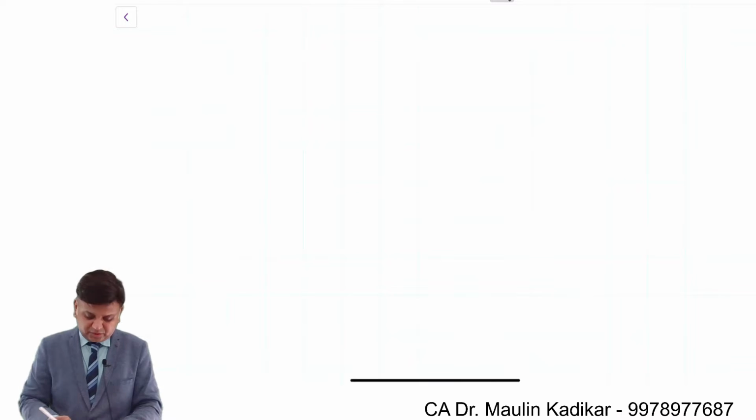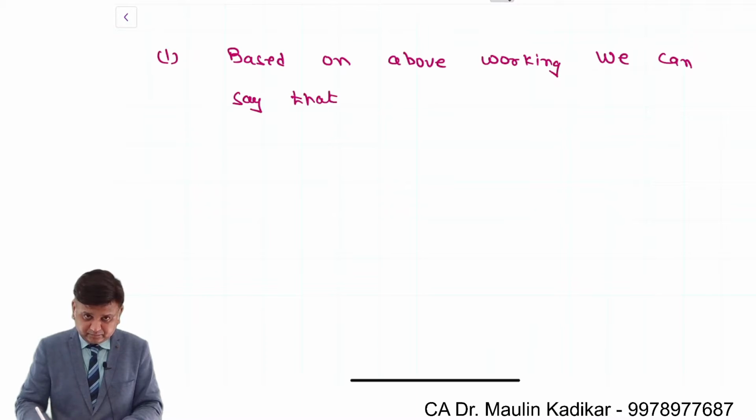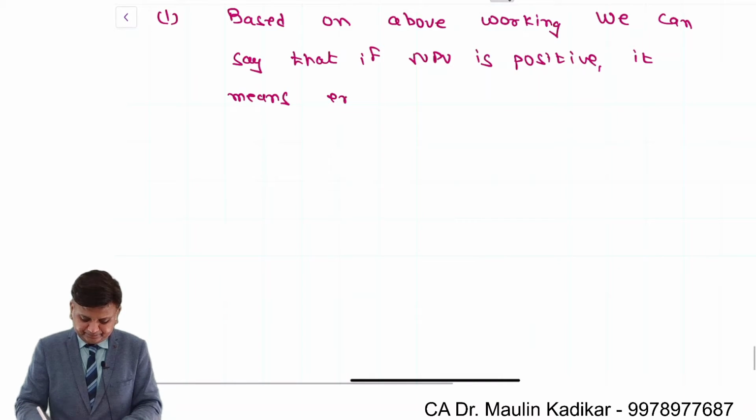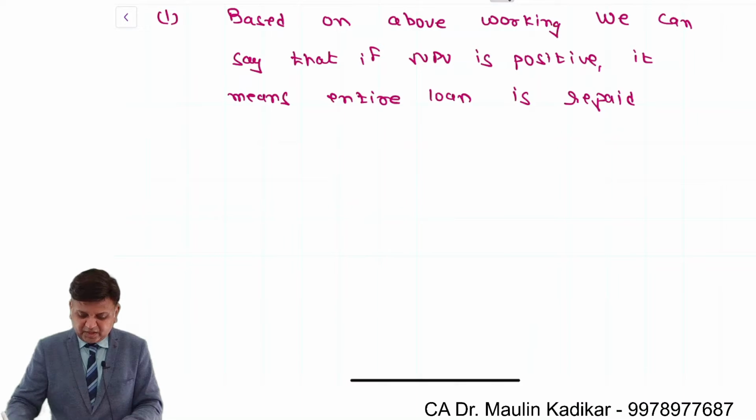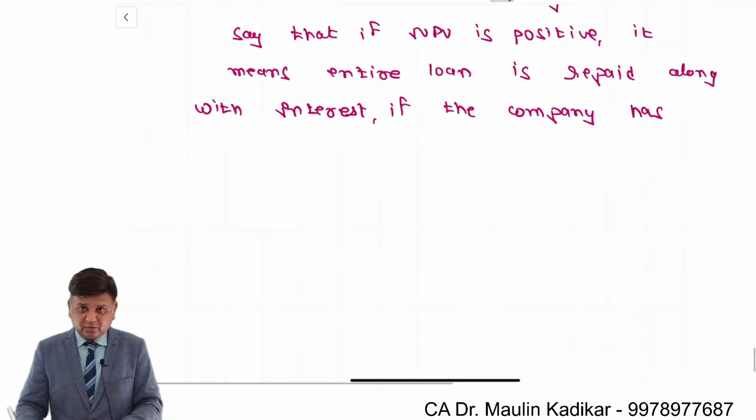So let us note the first point. Based on the above working, we can say that if NPV is positive, it means the entire loan is repaid along with interest, if the company has borrowed funds.